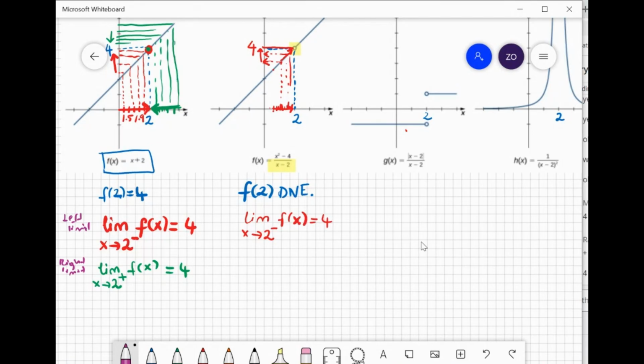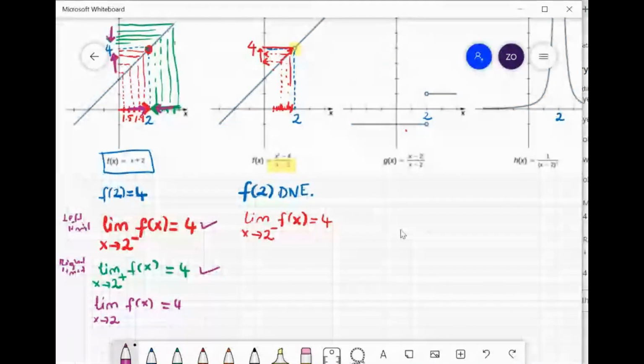So if both of these limits exist, and if they are equal, then we can say that the limit of this function as x approaches 2, doesn't matter whether you approach from right or left, will be equal to 4. So this is how we define the limit looking at it graphically. Looking at the graph, we checked what happens as we approach x values. We see that the y values of these points get close to 4, so we can say the limit of this function at 2 is 4.